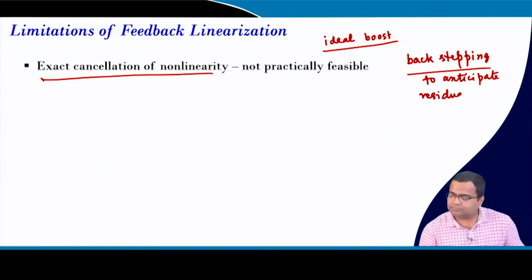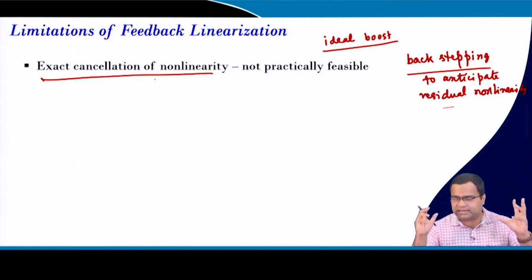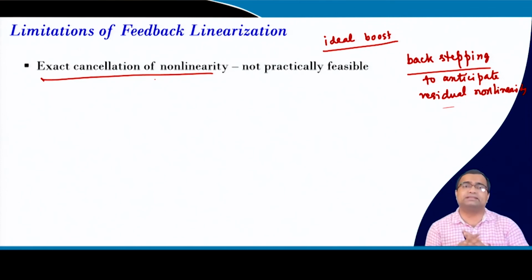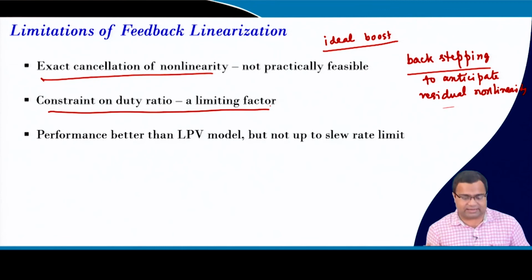Because there will be some residual nonlinearity, since we are relying on exact cancellation, and that is not possible. If there is some residual nonlinearity, how do we make sure it is stable? That is the first criterion. Secondly, we got a constraint, which is a limiting factor, and the performance is better than the LPV model, but not up to the slew rate limit.